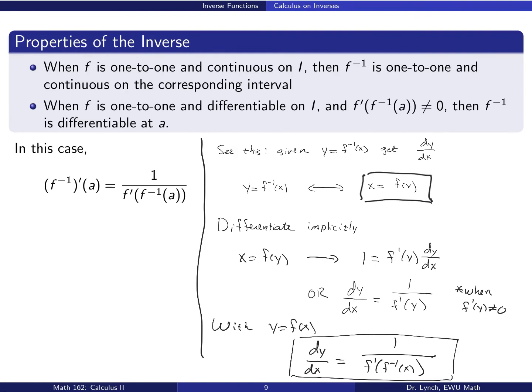So again, here's that expression for the derivative. The derivative of the inverse, f inverse prime, is 1 over f prime of f inverse of x. And again, this is true whenever the derivative is not 0, right? So we have to have a non-zero derivative for this to be true. And this is a strategy we're going to use pretty frequently. Okay, let's go ahead and have a look at an example.